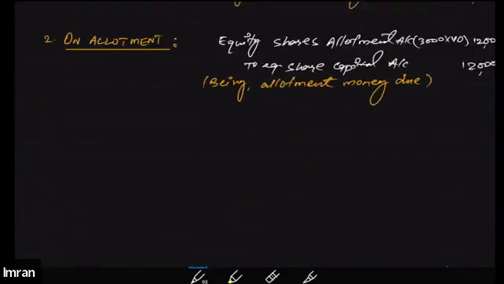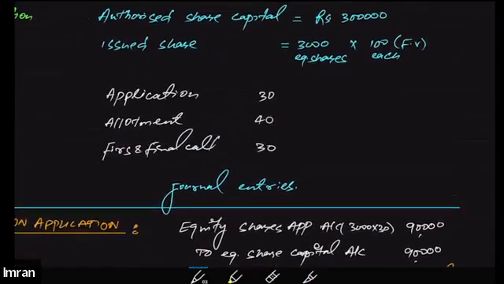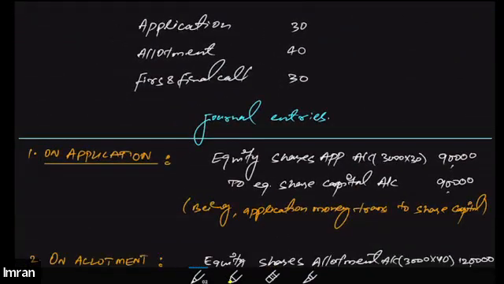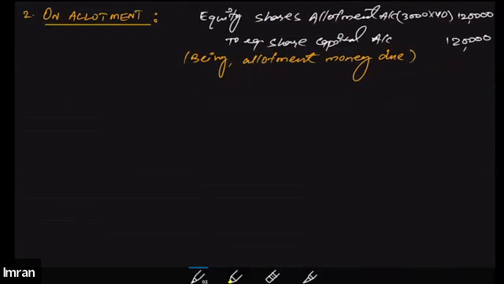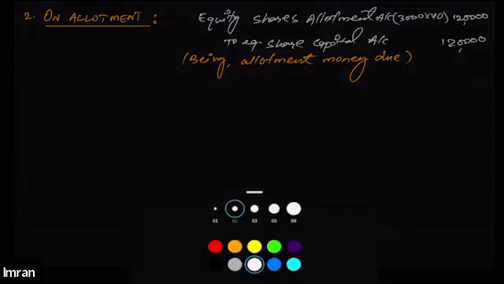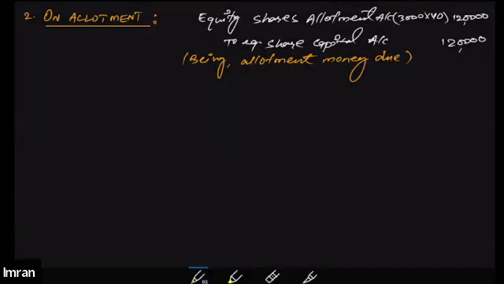Okay. Then coming back to the question, the remaining amount, which is 30 rupees, we will be receiving on the first and final call. And we will have to pass the journal entry for making it due, which will be on first and final call.